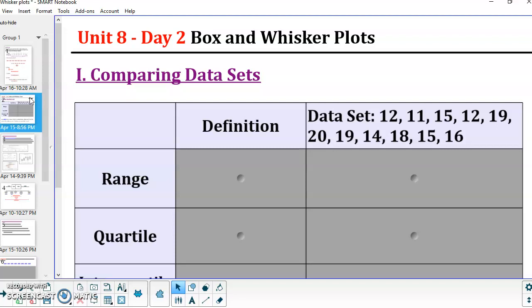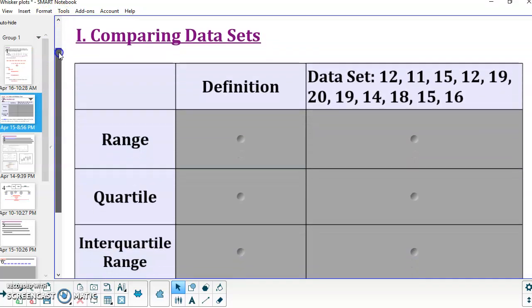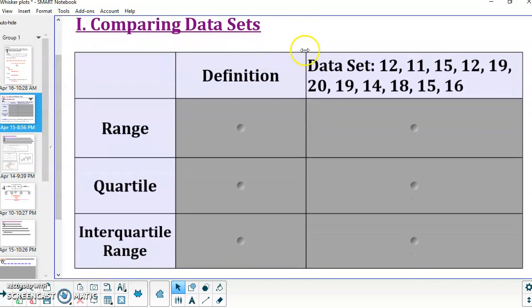So let's go through the information for a box and whisker plot. All right, the data set that we're going to start with is up here on the top. So go ahead and jot that down. You're going to need that. And I'm going to go through some definitions.